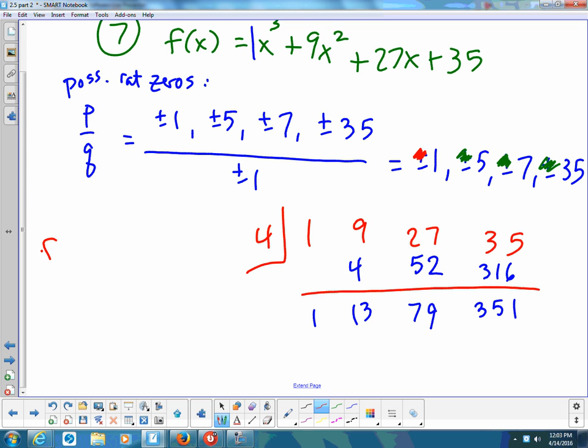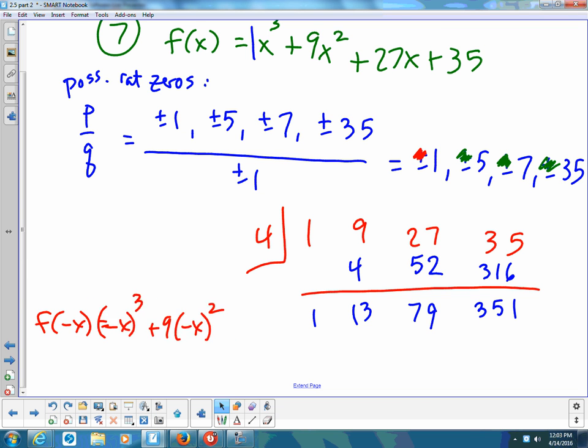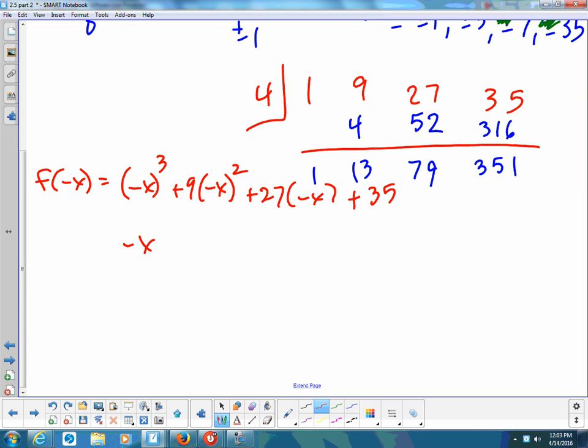If I try f of negative x to find the possible number of negative real zeros, this is going to be a negative x quantity cubed plus 9 times negative x quantity squared plus 27 times negative x plus 35, right? This is going to be negative x cubed. This is going to be a positive x squared, so a plus 9x squared. Does that look right? Minus 27x plus 35.